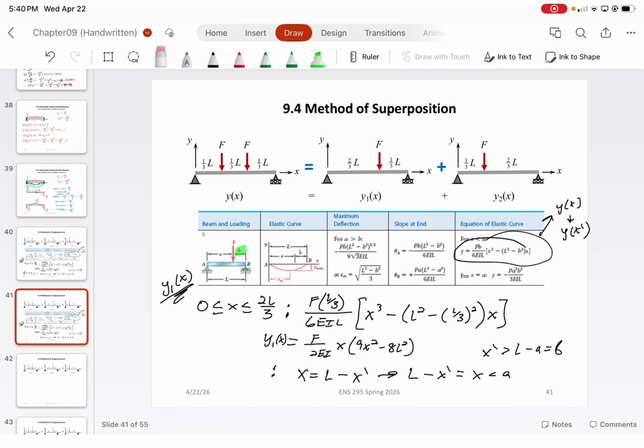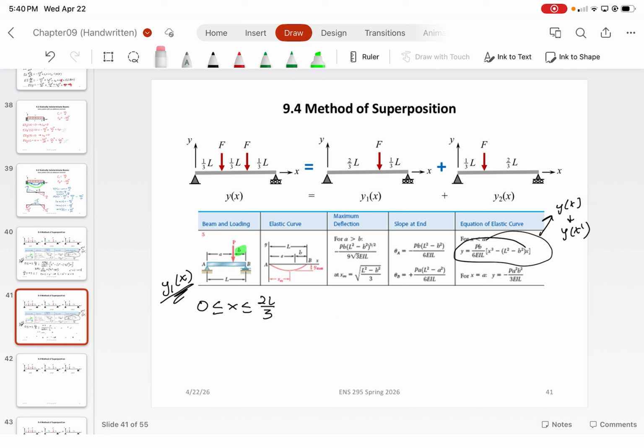Anyways, expanding on this, we'll be able to rewrite a new expression. So for y1 of x for values of 2L over 3 less than or equal to x less than or equal to L, we can plug in for the expression using y of x prime, since we know that x prime is just whatever the length is minus x.